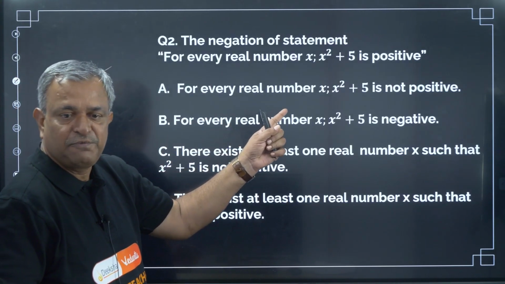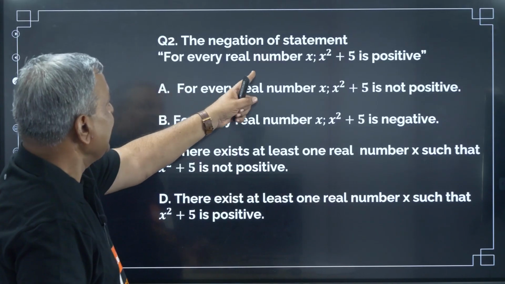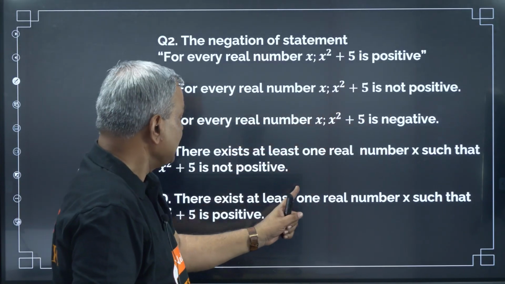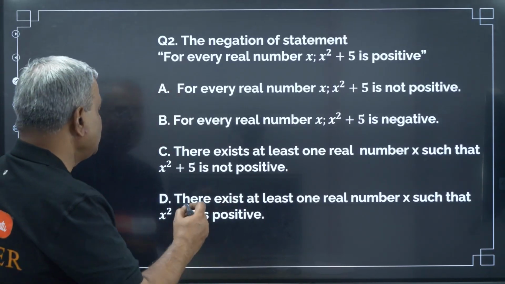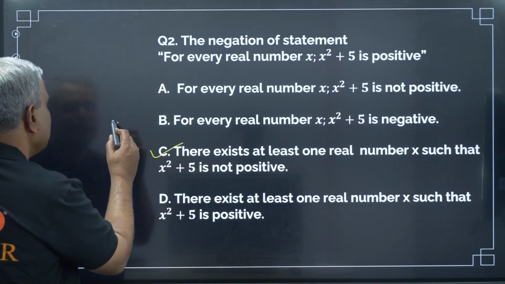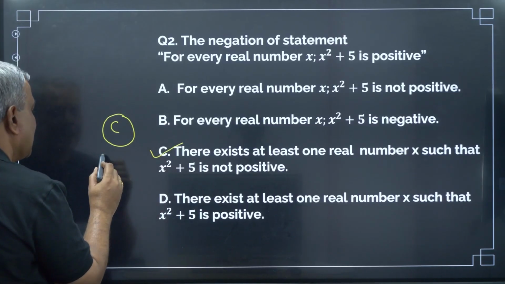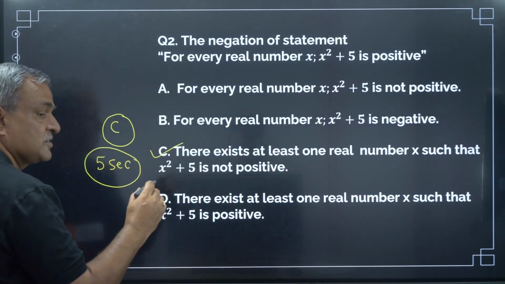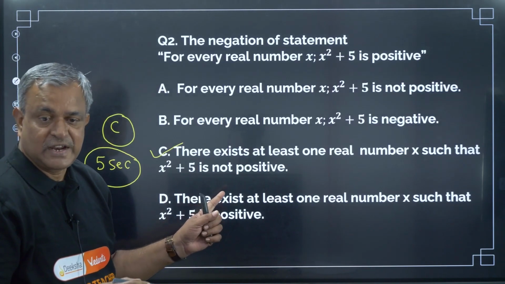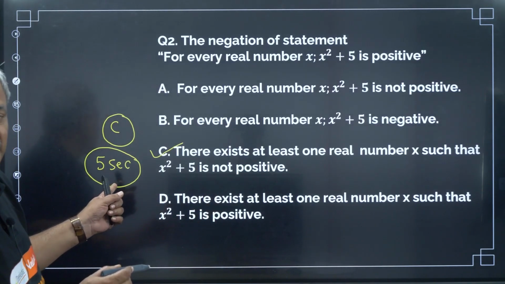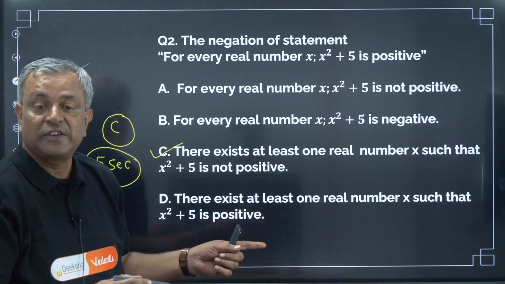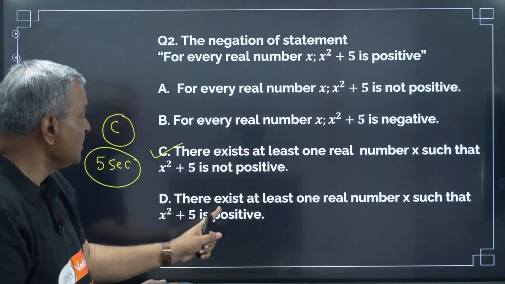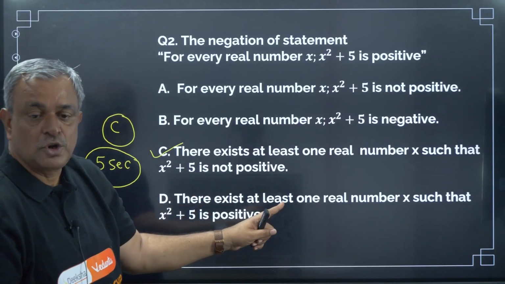See, it takes hardly 5 seconds for this problem. The negation of the statement, for real numbers x, x square plus 5 is positive, is x square plus 5 is not positive. Option C. It takes hardly 5 seconds. It should not take more than 5 seconds. See, already we saved 40 seconds in the first problem and we have already saved 55 seconds in the second problem. So the simple negation of x square plus 5 is positive is x square plus 5 is not positive.